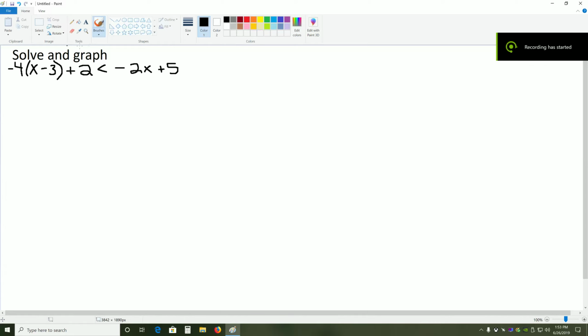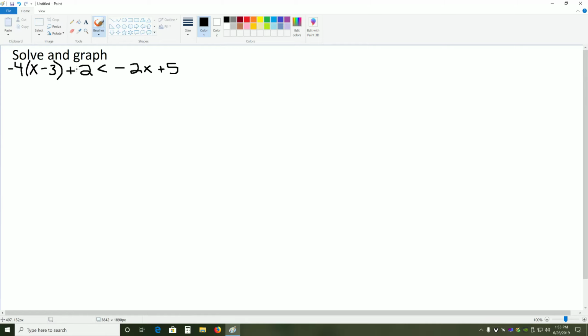For this problem, we want to solve and graph the following inequality. Negative 4 times the quantity of x minus 3, plus 2, is less than negative 2x plus 5. The first thing we need to do is get the x alone.